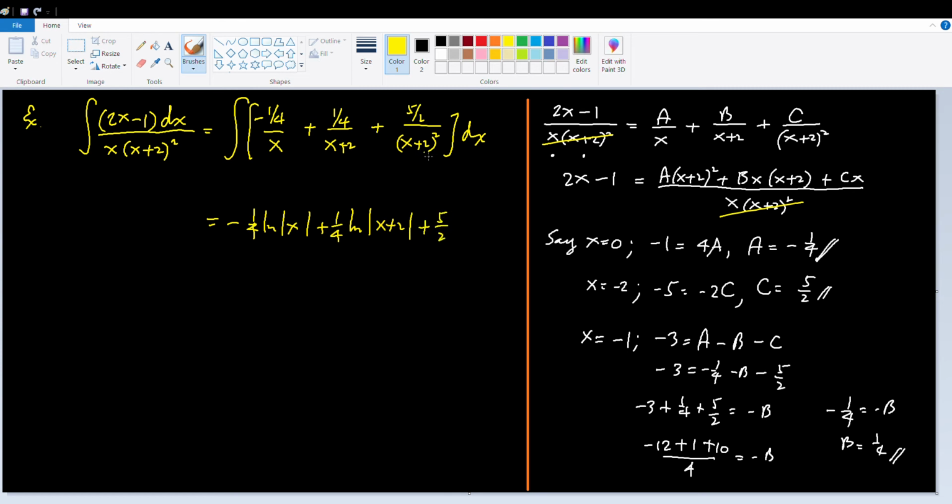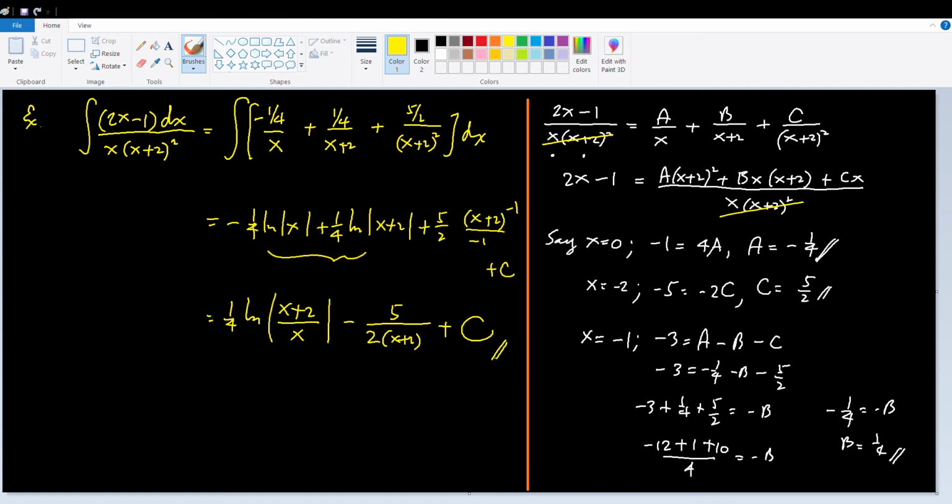In this case, it's no longer of the form du over u, but du over u squared. So we use the power formula. That becomes x plus 2 raised to negative 2 plus 1 is negative 1 over negative 1 plus c. So let us combine the two ln's. That will be 1/4 ln of, since it's the difference, that will be equivalent to the ln of the quotient. So x plus 2 over x. And then minus 5 all over 2 x plus 2 plus c. Okay.